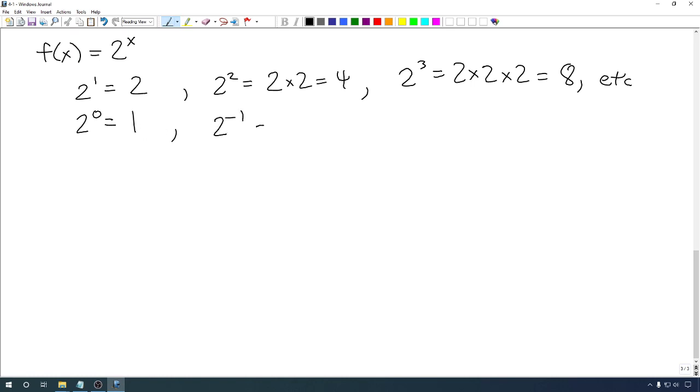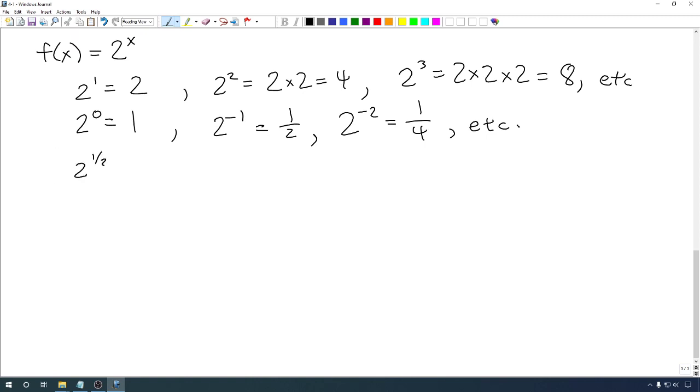2 to the negative 1 power, that just means we flip it upside down. So we get a 1/2. 2 to the negative 2 power, this is 1 over 2 squared. Of course, 2 squared was 4, so we get 1/4. And so on and so forth. Those are relatively painless. For fractional x's, we need to look at roots.